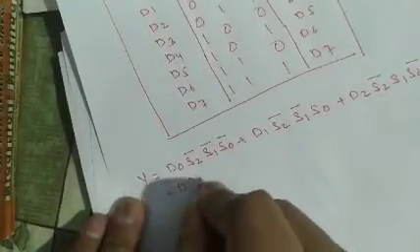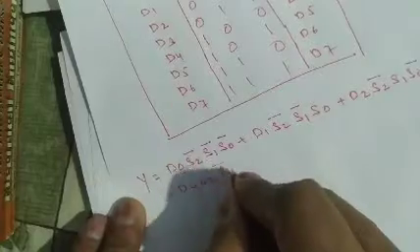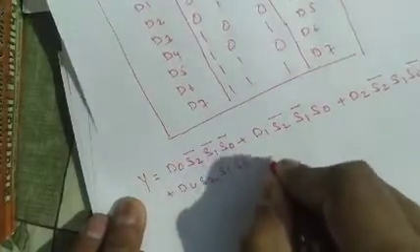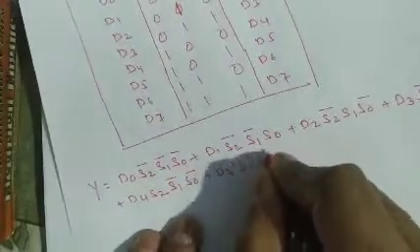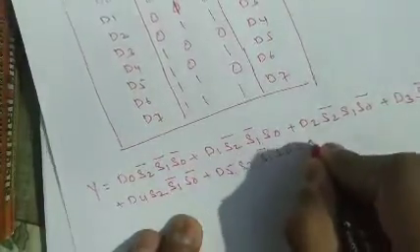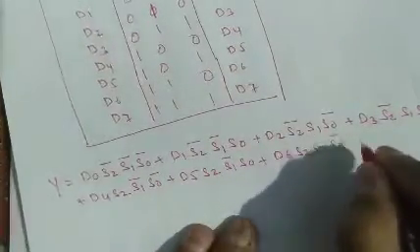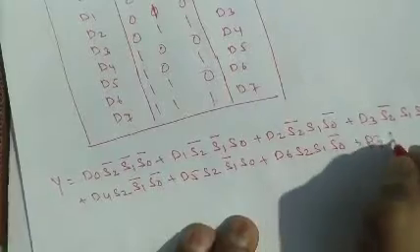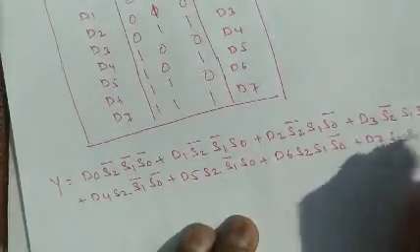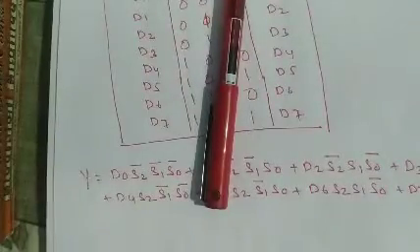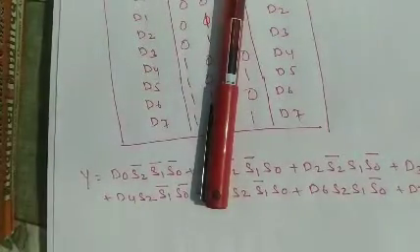It will be S2 S1 bar S0 bar, plus D5 S2 S1 bar S0, plus D6 S2 S1 S0 bar, plus D7 S2 S1 and S0. Your task is to draw the logic diagram. Simple. So this is all for today. Next day I will discuss the demultiplexer. Thank you.